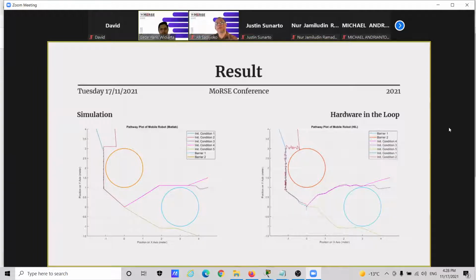And from the 5 initial conditions, we can take one of them. For example, we take the third initial condition to see the control output and distance graph.